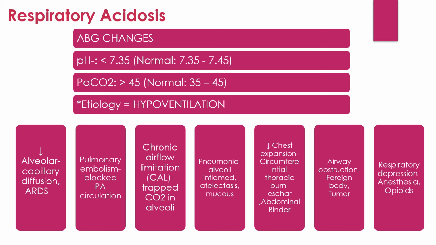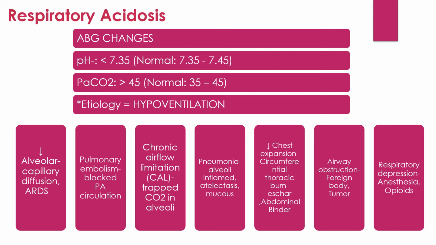Pulmonary embolism, they could have a blocked pulmonary artery, so they have decreased circulation. Chronic airflow limitations, which would be like COPD, cystic fibrosis, pulmonary fibrosis. So they have trapped CO2 in their alveoli. Pulmonary alveoli that are inflamed have atelectasis, which is air trapping, or they have thick mucus that's blocking the airways.